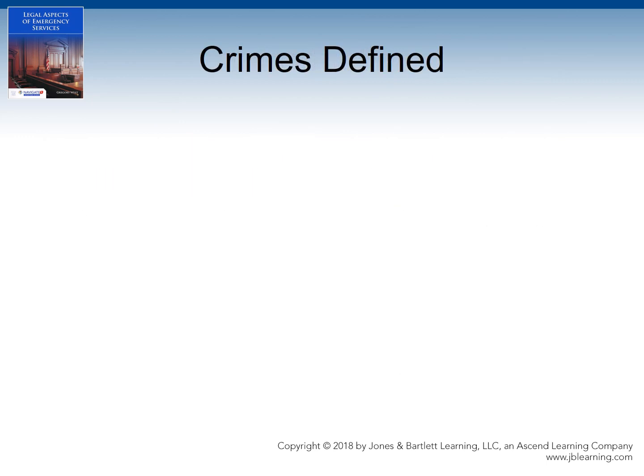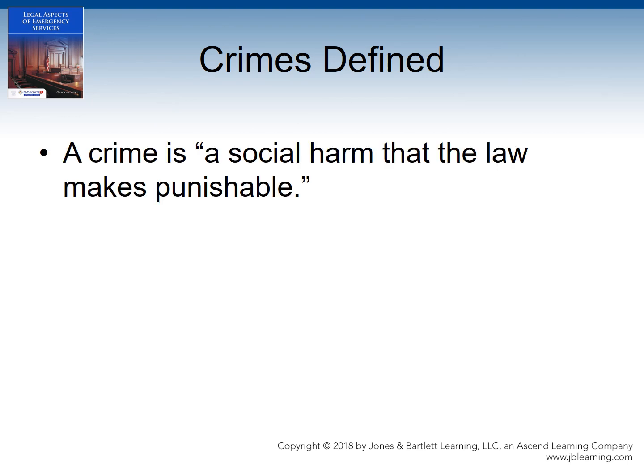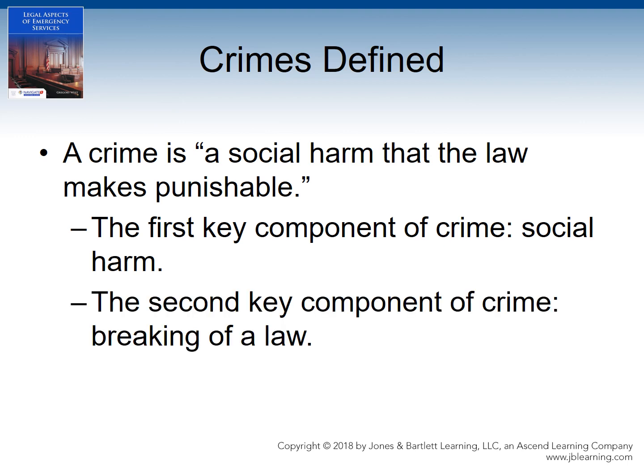Before delving into too many details, we should take some time to define just what a crime is under the law. Simply stated, a crime is a social harm that the law makes punishable. True, when a crime is committed, there is often an individual who is the victim of the crime. Despite this negative impact to a single person, however, there is also a harm to society in that criminal conduct tears at the fabric of our structured society.